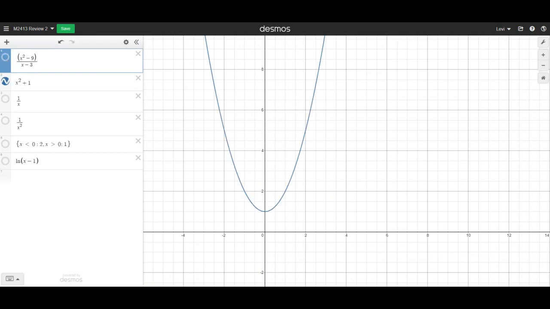Let's take a look at another one. Here we have x squared plus 1. What is the limit as x approaches 2?